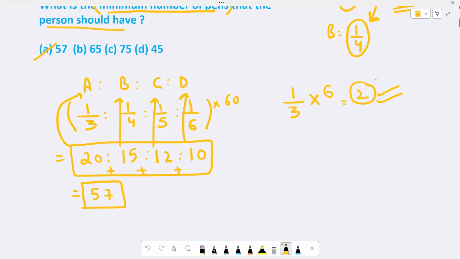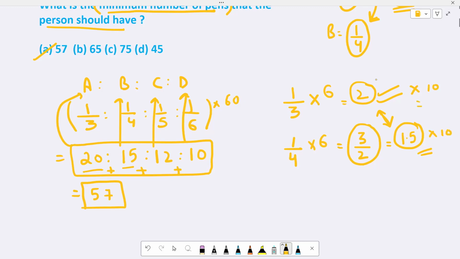But to keep the proportion of all the ratios of A, B, C, and D, if I multiply 1/3 by 6, I also need to multiply 1/4 by 6. Pretty obvious since I've been doing this since long. When I multiply this, here I get 3/2. Again, this number is not a whole number, it is a fraction. If I convert it into decimal form, it becomes 1.5. When I divide 3 by 2, I get 1.5. If we compare these two numbers with 20 and 15, we can directly see that if I multiply 2 by 10 and 1.5 by 10, I get here 20 and here I get 15.